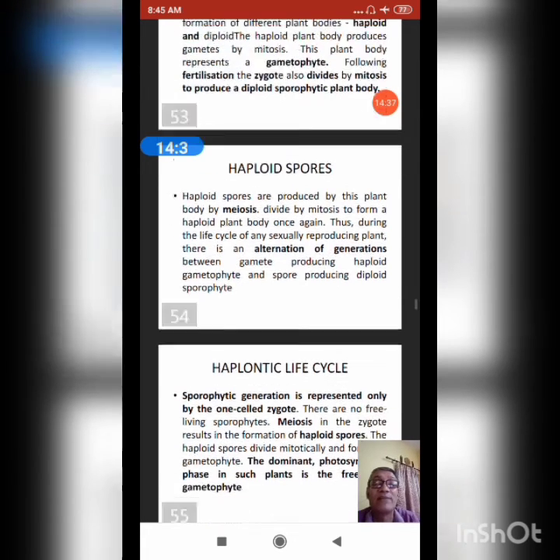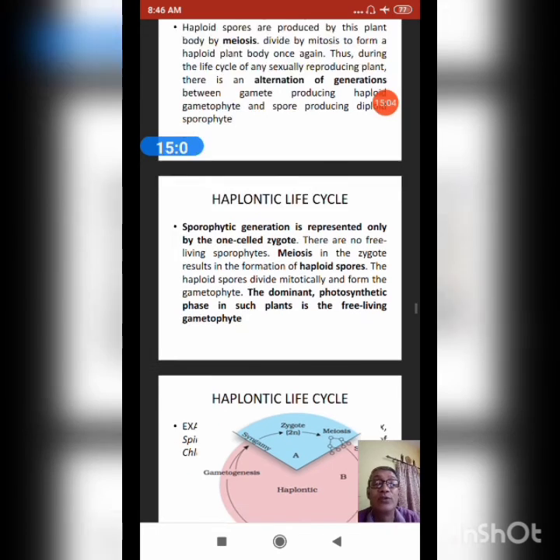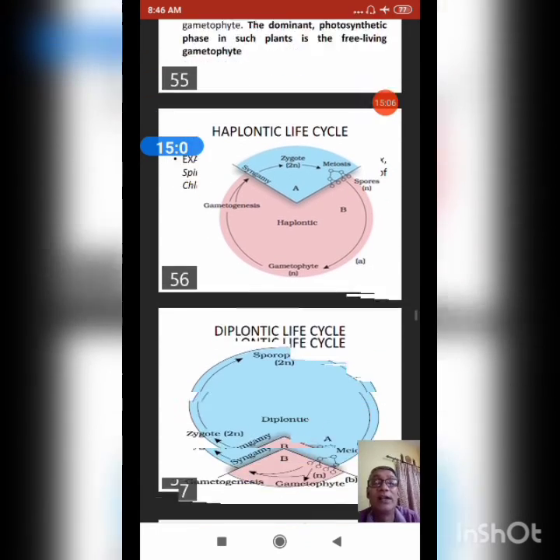So the first is the haplontic life cycle. The sporophytic generation is represented only by the one-cell zygote, and there are no free-living sporophytes. Meiosis in the zygote results in the formation of haploid spores. The haploid spores divide mitotically and form the gametophytes. So the dominant photosynthetic phase is the free-living gametophyte in some plants. Here I have shown you the picture of the haplontic life cycle.